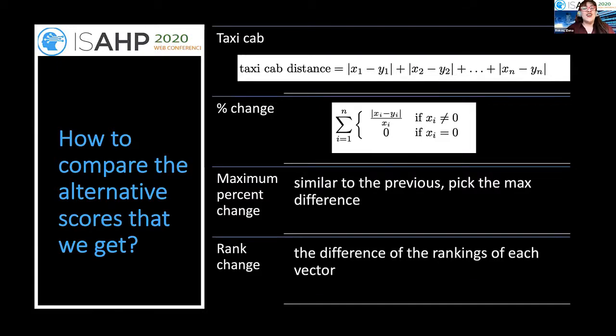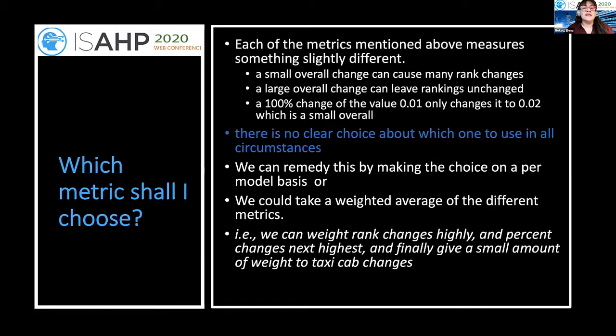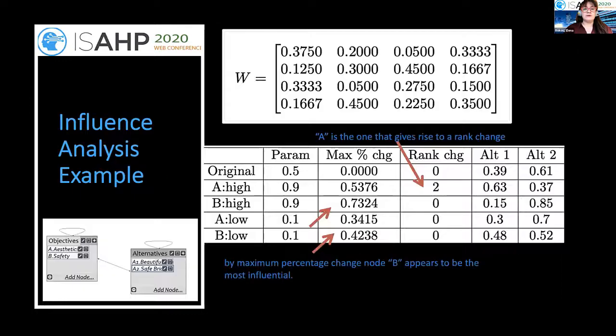So thank you. How do we compare the alternative scores that we get? We can use the taxicab method, the percent change, or the maximum percent change, and the rank change. There are different formulas that we use in different situations. Each of the metrics is used for something slightly different. So depending on the model, we should get the correct mix of performance measures and find out what is the best option for our model.